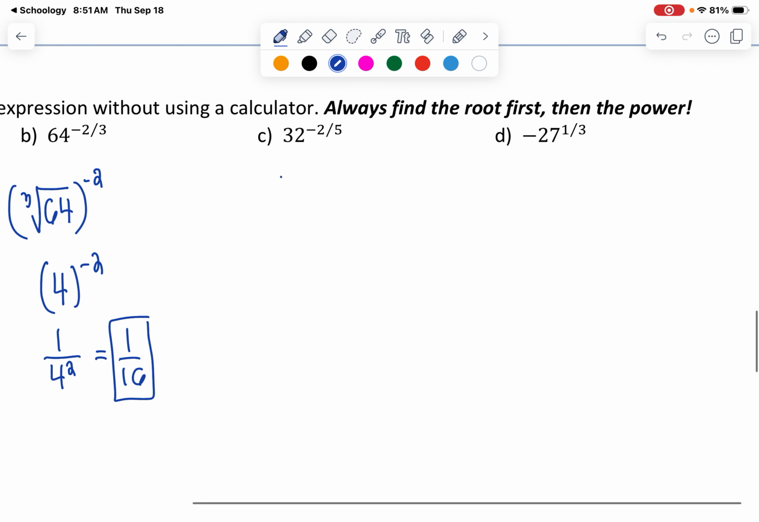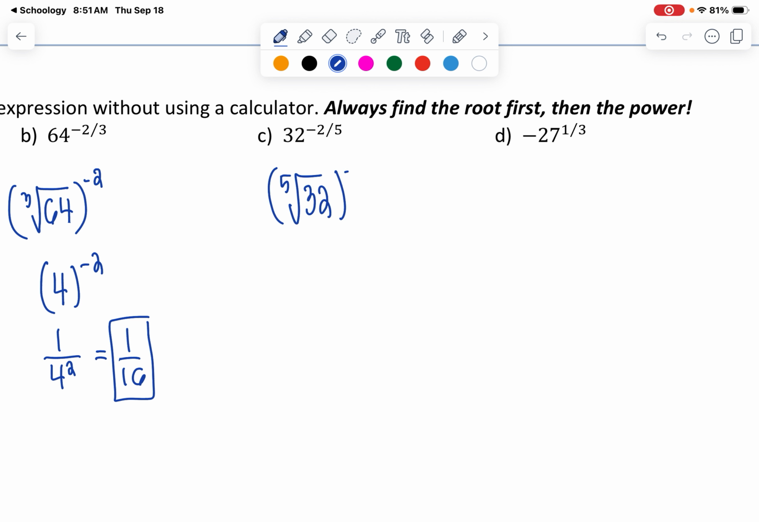This one right here, we have the 5th root of 32 to the negative second power. The 5th root of 32 is 2, because 2 times itself 5 times gives you 32. That's the negative second power, which is equivalent to 1 over 4.